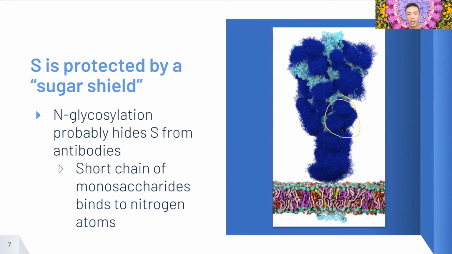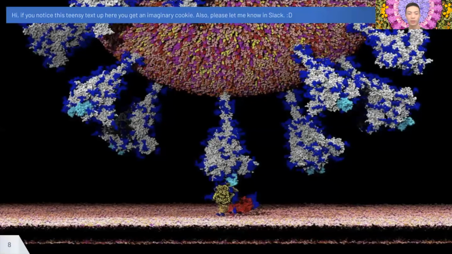Now the cool thing about the sugar shield is that it basically hides the S protein from antibodies, because antibodies are very, very specific to a specific protein. They can recognize a very specific region of our protein. But if you have sugar blocking these regions, it makes it very hard for antibodies to figure out what they should latch onto. Oops, sorry, there we go.